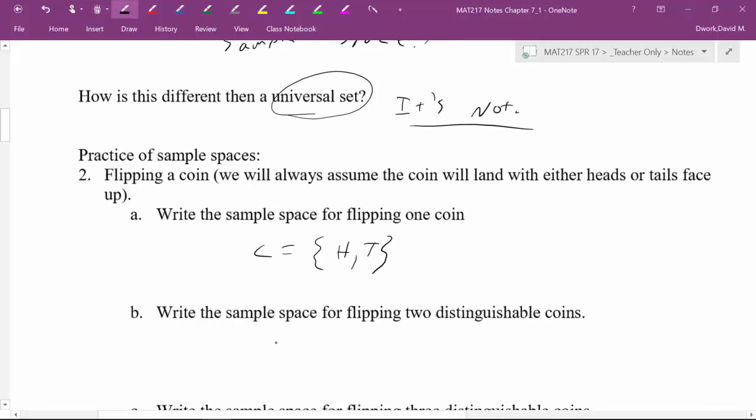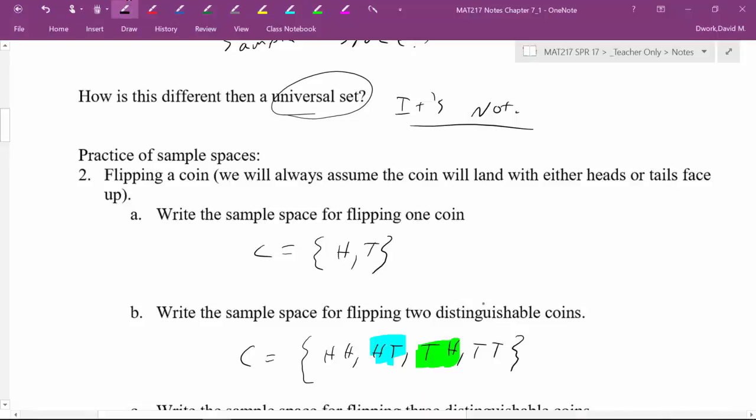Now, how would I write a sample space for flipping two distinguishable coins? Hmm. Well, that means I could either get a heads and a heads, a tails and a heads, a heads and a tails, and a tails and a tails. And the key thing to point out here is you want to make sure you're understanding that these are two different events. It's not because it's first and second. That's not what's going on here.